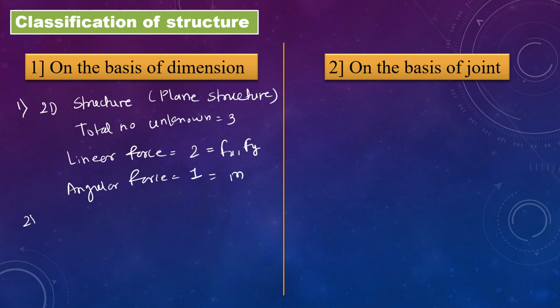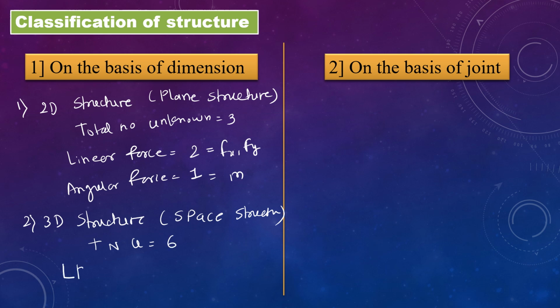Similar in case of 3D structure. So 3D structure is also known as the space structure. Okay. 2D plane structure and 3D as a space structure. In case of 3D, total number of unknowns are 6, and the linear force is 3 and angular force is 3. So here linear forces are Fx, Fy and Fz. Then similarly Mx means moment, My, Mz.